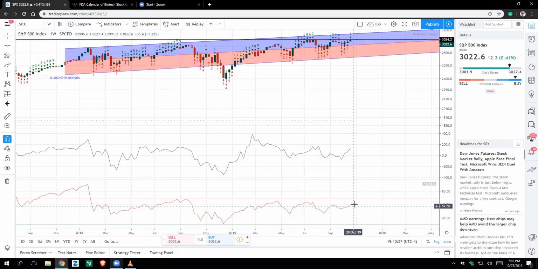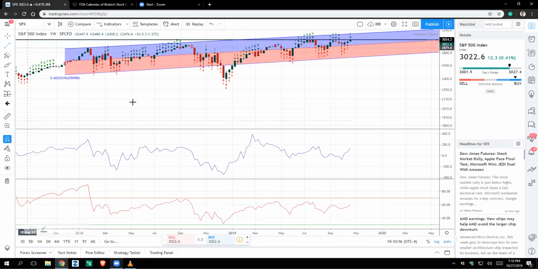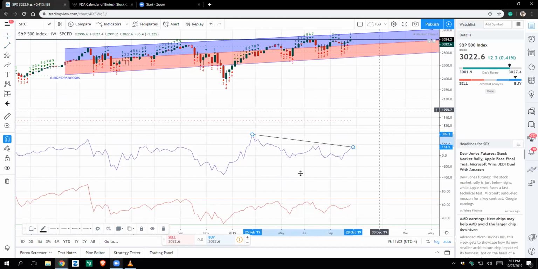Let's see the weekly. Here we see the momentum. Even on the momentum, we have some divergences here. Here, prices are going higher, but the momentum has a divergence here.